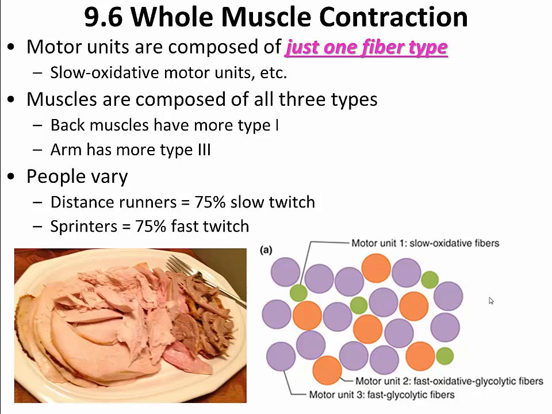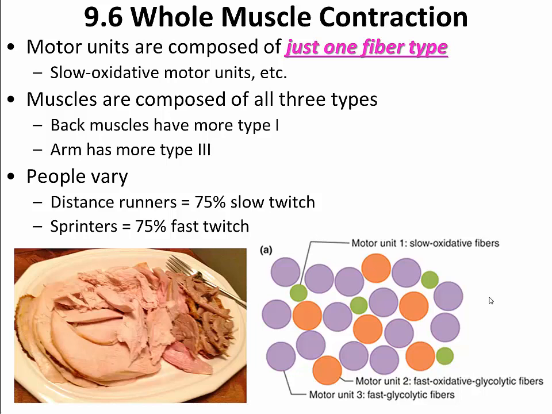Or take our arms as an example. And so arms are not typically undergoing strenuous contractions unless we need to throw something or punch somebody. And if that's the case, then they need to generate a lot of force very quickly. And so it would make sense that they would possess a higher percentage of type 3 or fast glycolytic fibers, and that's exactly what we notice in our arms.